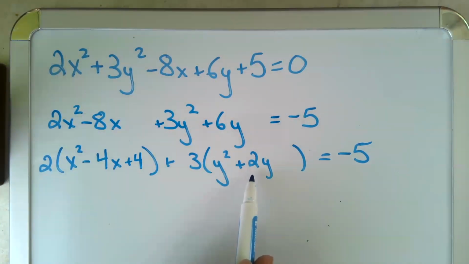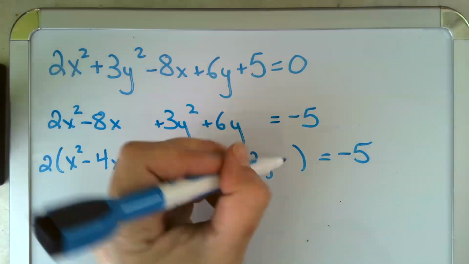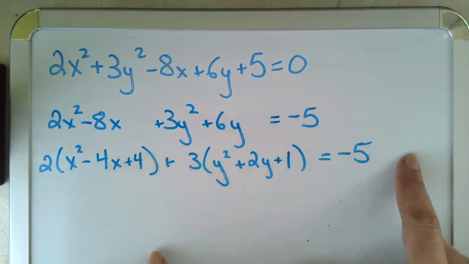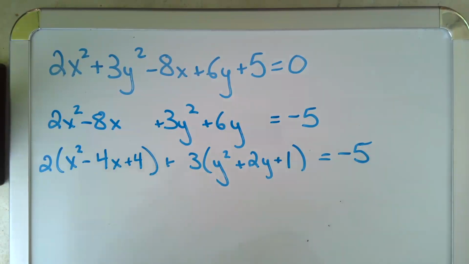2 divided by 2 is 1, squared is 1. I'm going to add 1 here. Now, I have just added stuff to this side of my equation. I must add the same thing over here, but here's the thing to remember. I didn't just add 4. This 4 is inside a parentheses that's being multiplied by 2. 2 times 4 is 8. I added 8.